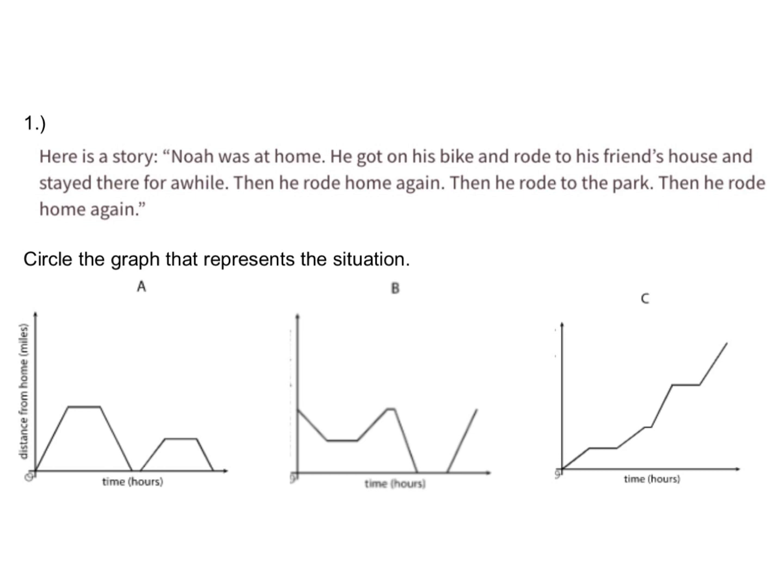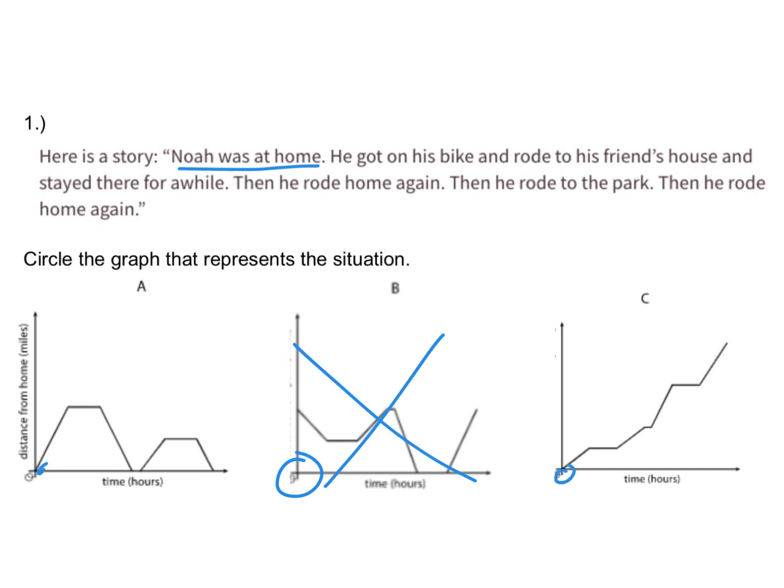Okay, so to begin, Noah was at home. So look at all of your graphs and notice this one here, Noah is not at home. So already graph B is out. But in graph A, he's at home. And graph C, he's here at home.